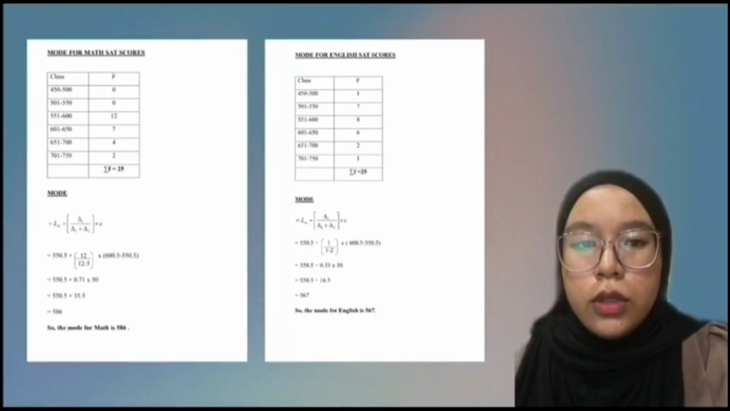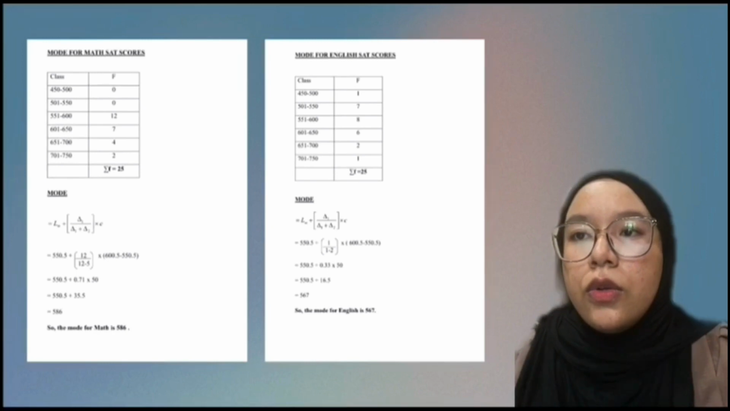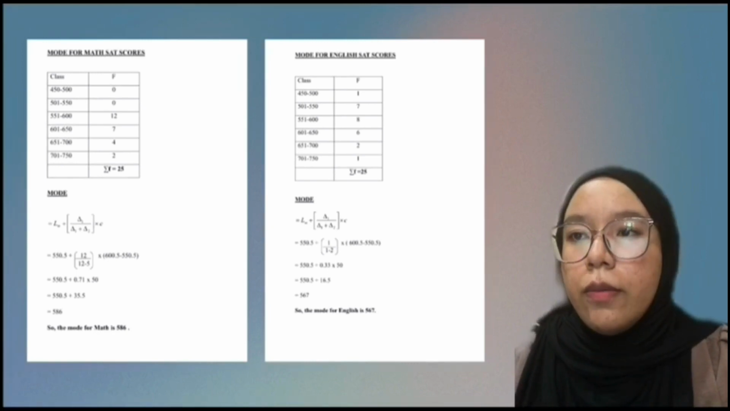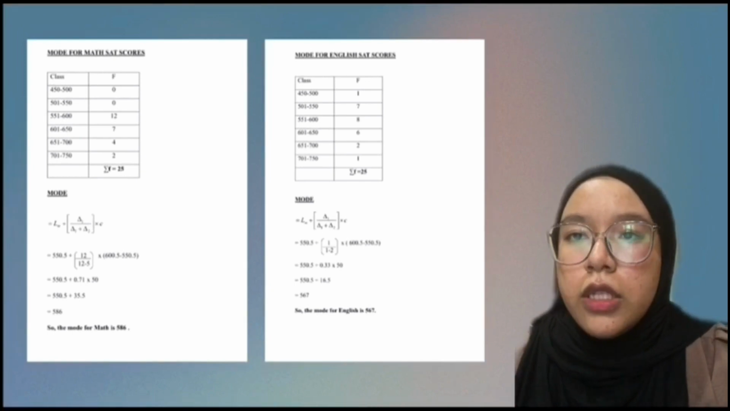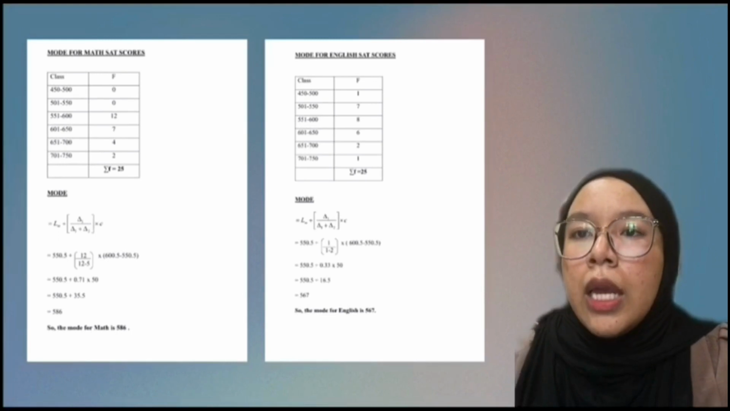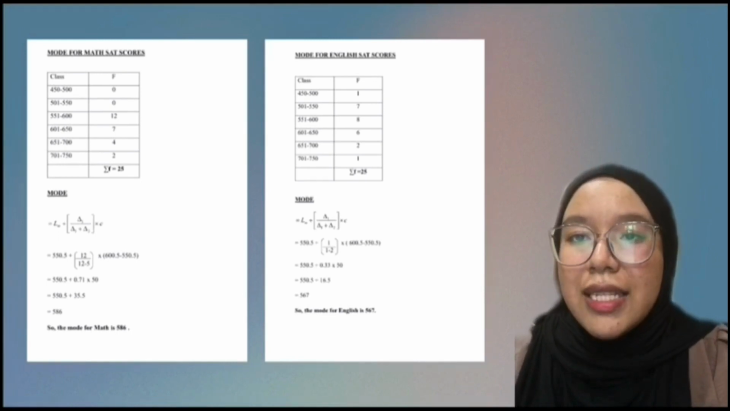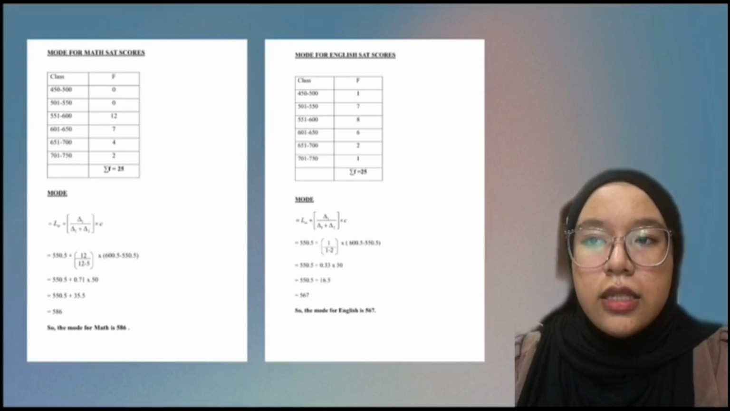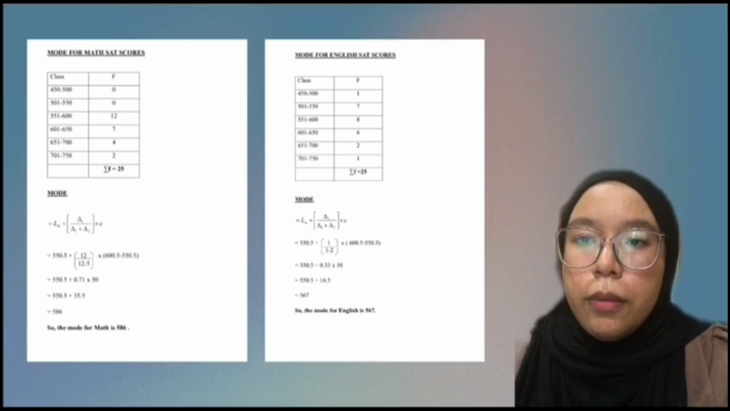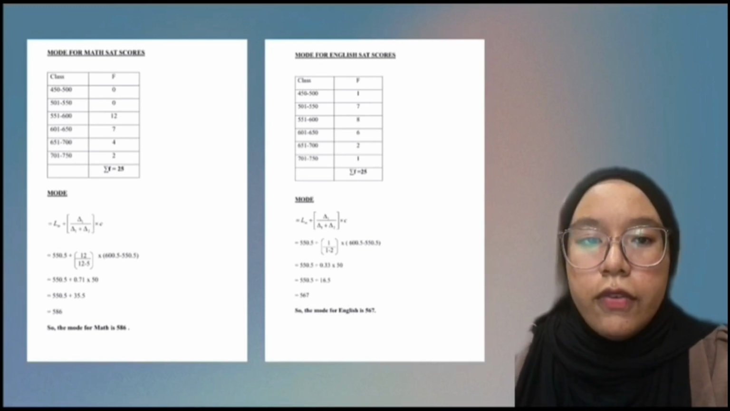Last but not least is mode. Mode is the data entry that occurs with the greatest frequency. There's also a formula for mode in the slide, where LM is lower class boundary of the modal class. Triangle 1 is the difference between frequency of modal class and the frequency of the class before modal class. Triangle 2 is the difference between frequency of modal class and the frequency of the class after modal class, and C is the class size or class width. As you can see, my answer for math is 586 and for English is 567.